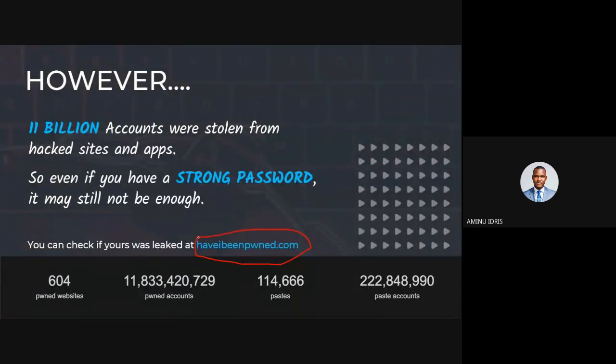From the statistics, as you can see, the number one website is 306. For the number one account that was leaked, out of 11 billion, we have 11 billion 800 and something leaked there. For the first state, we have 114. A lot of stuff is happening there.